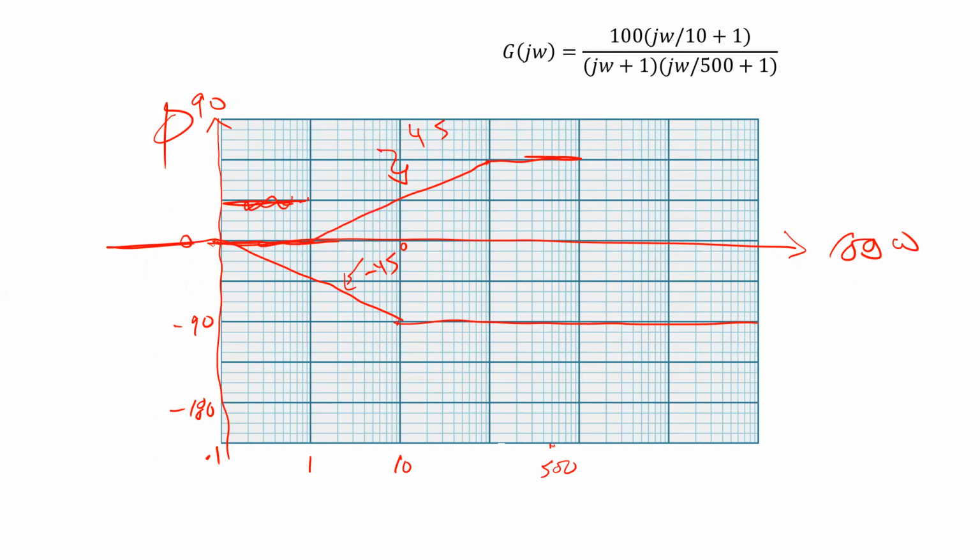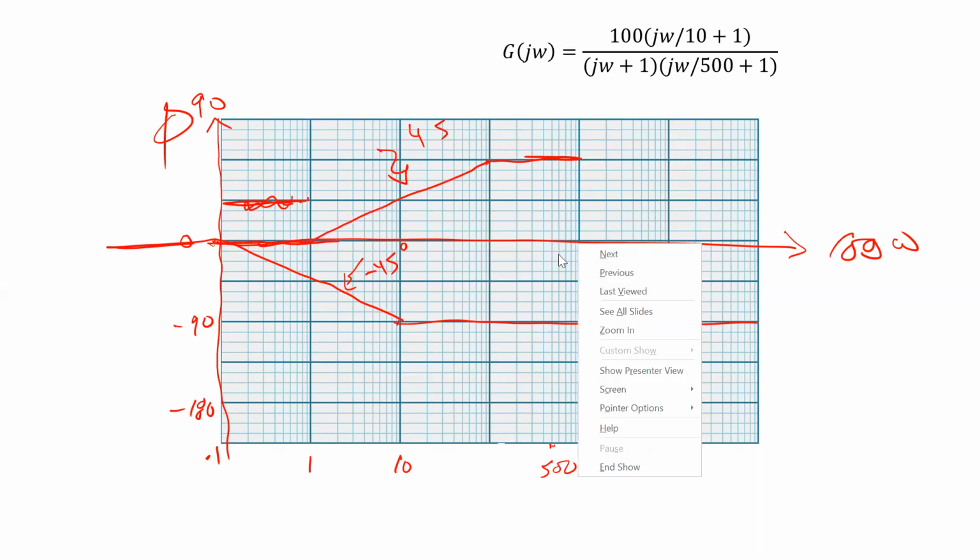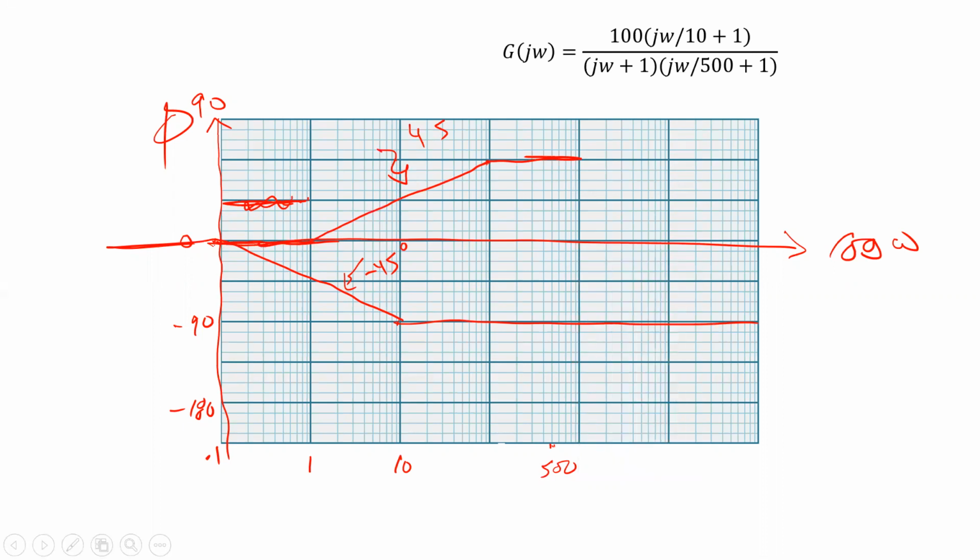Then the 500, and it's a pole. If 1 decade before the 500 will be where? 50. So at 50, it will be 0. Then 1 decade after, at 5,000, it will be minus 90. And then you connect.